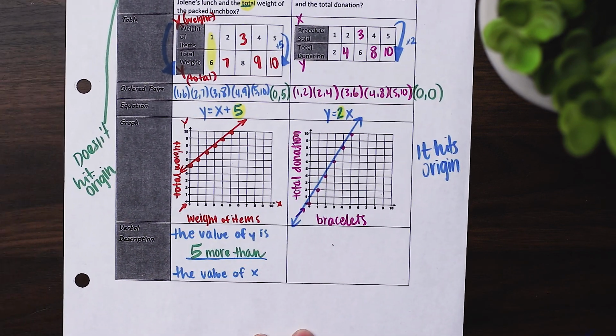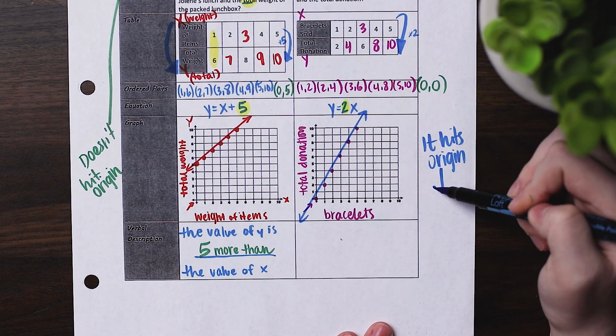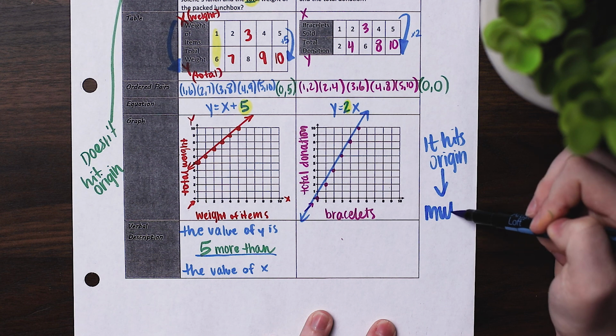Now on the last time, when we said it doesn't hit the origin, we said that means it's automatically additive. Same goes here. If it hits the origin, it means it's automatically multiplicative.